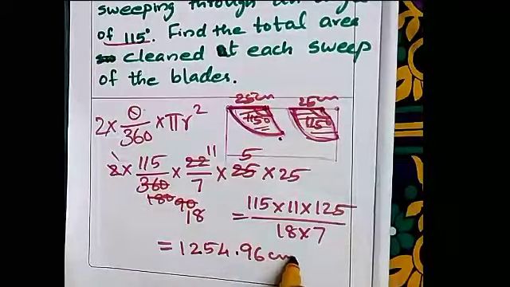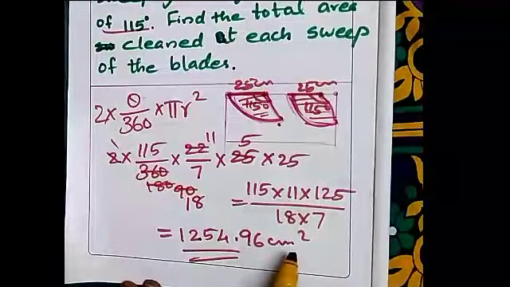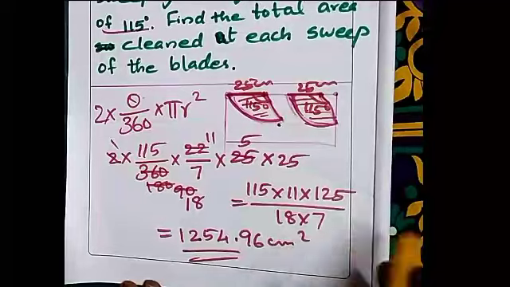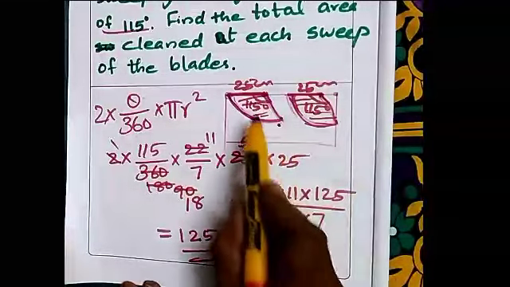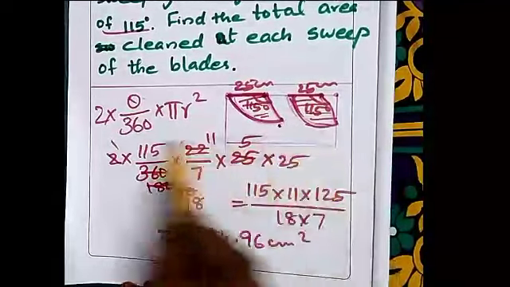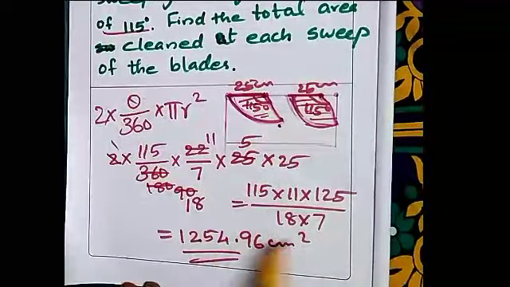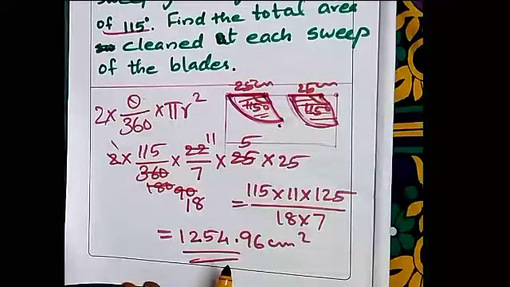1254.96 centimeter square. So what you can understand from here? The area covered by the blades means area of two sectors that we need to find, 2 into theta by 360 into pi r square. So you are getting the answer like this.